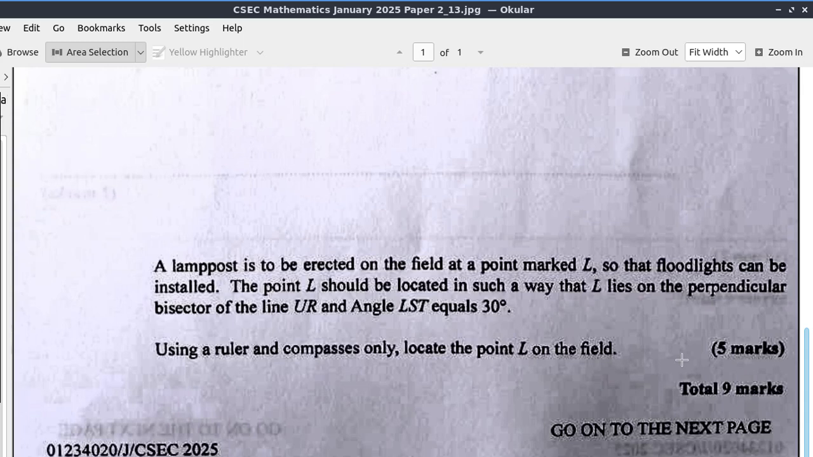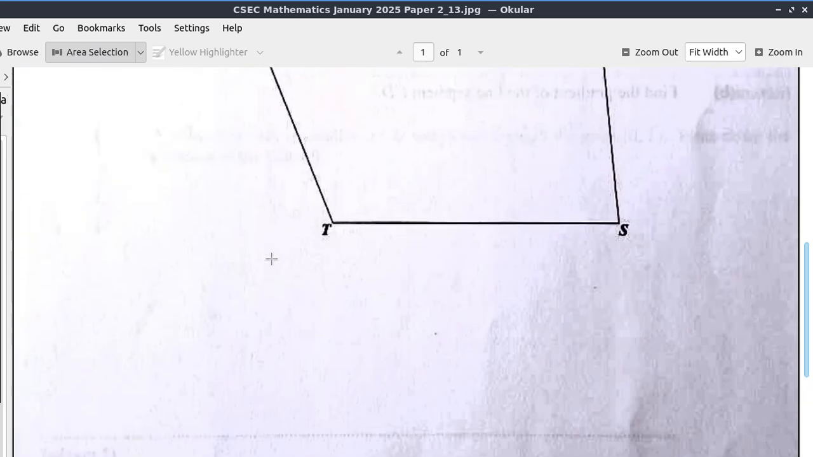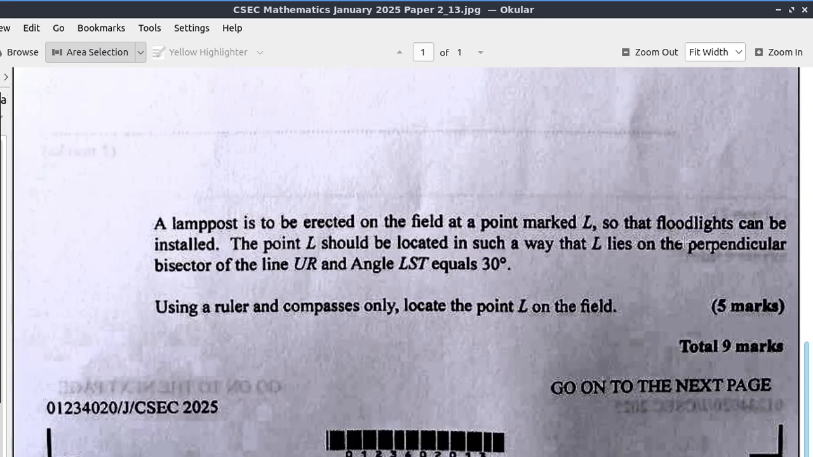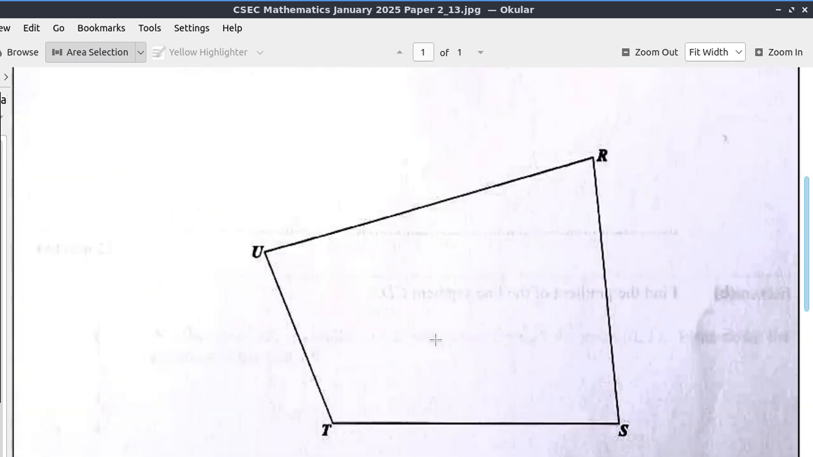This is where we left off here. We wanted to look at this construction problem. A lamppost is to be erected on the field at a point L, so that floodlights can be installed. The point L should be located in such a way that L lies on the perpendicular bisector of UR and the angle LST equals 30.